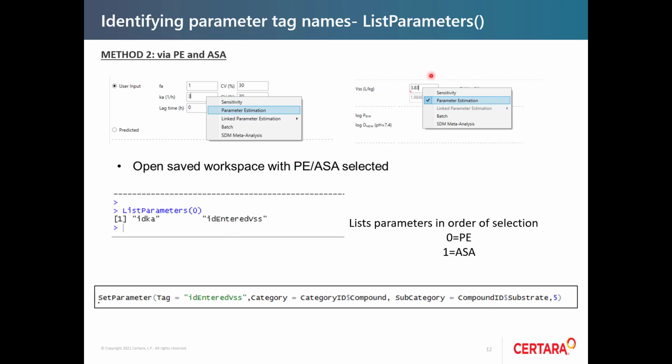If, let's say, VSS was selected for sensitivity analysis instead, we can run the listParameter function but change this value 0 to 1, and that will list out any parameter that was selected for sensitivity analysis. So once you've identified what the tag names are, you can then use your setParameter function or your setCompoundParameter function to change the values of these parameters.